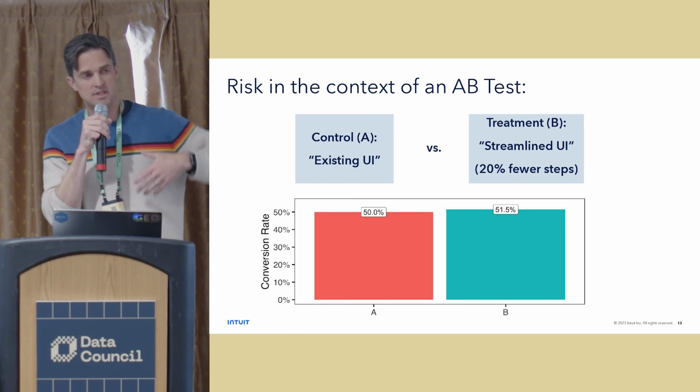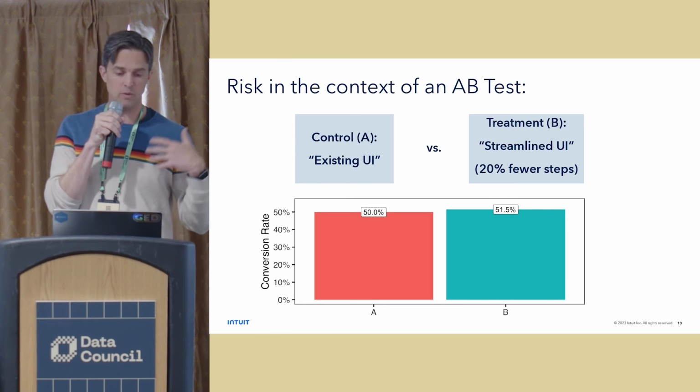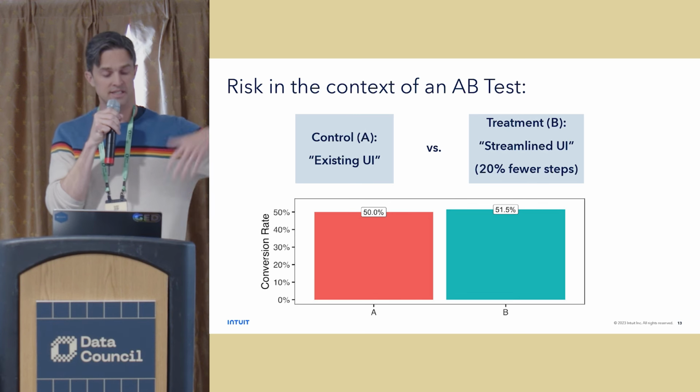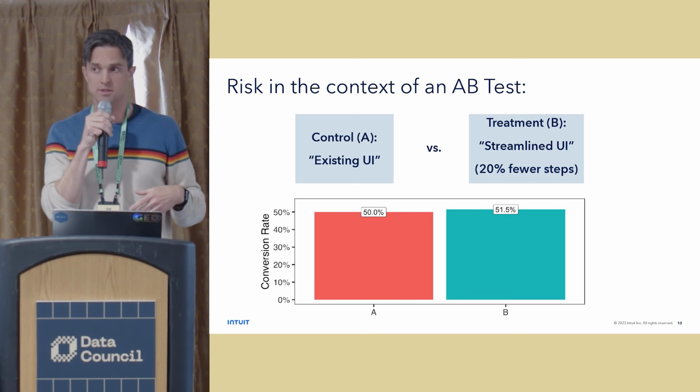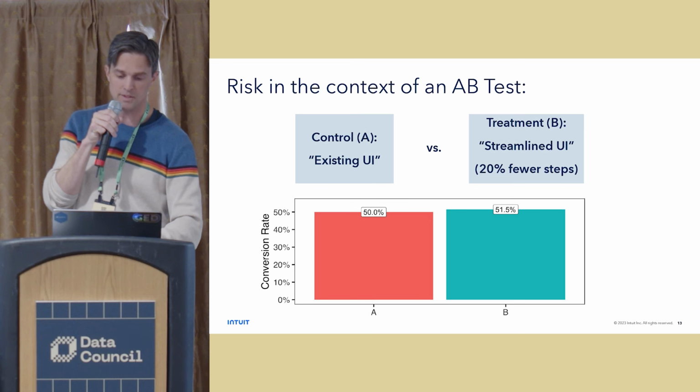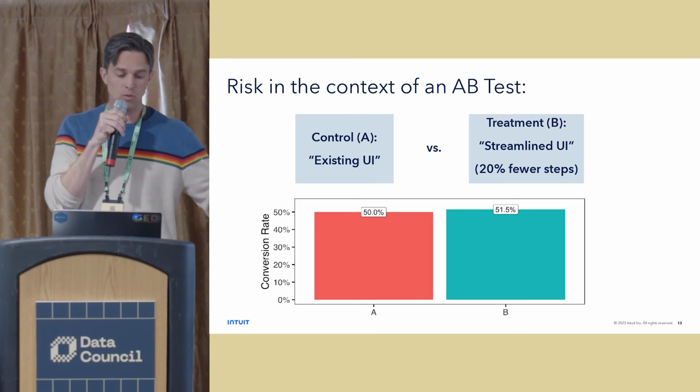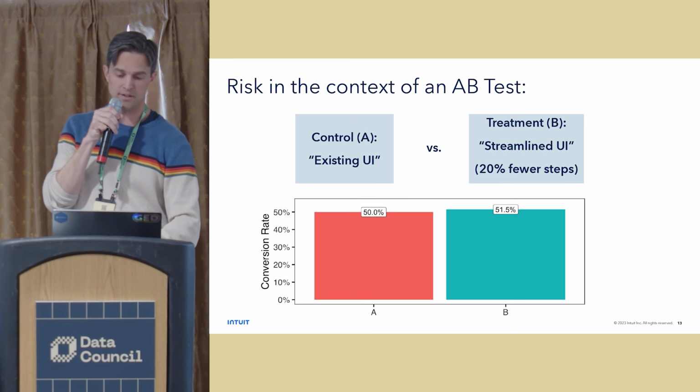And so we could connect this to something more familiar, an A/B test in industry, where maybe you're doing an A/B test of the existing user interface versus a streamlined user interface that has like 20% fewer steps. And you see that I've got a 1.5% higher conversion rate in the treatment group B.